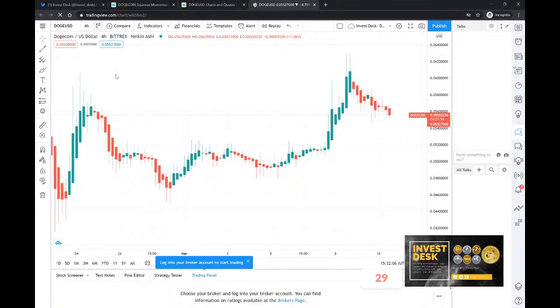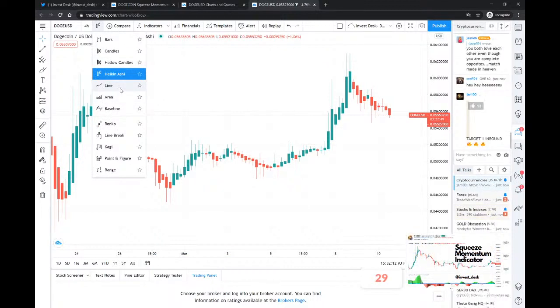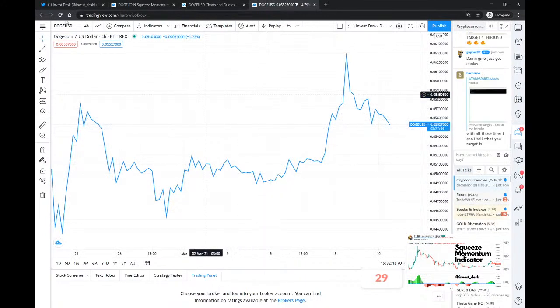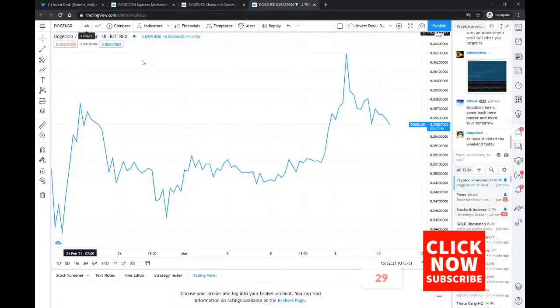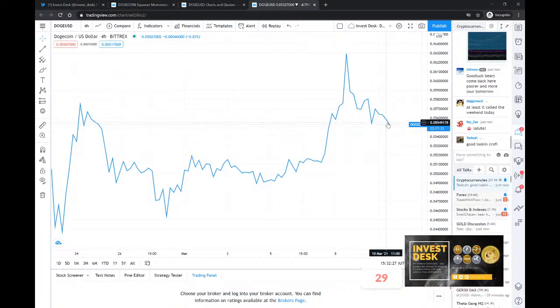There we go. Once you open any chart that you use, by the way, you can implement this strategy on any chart, okay? So this is Dogecoin, by the way. I'm going to use Dogecoin as an example, and this is a 4-hourly chart that you see here. Right now the price is about 0.055, right?